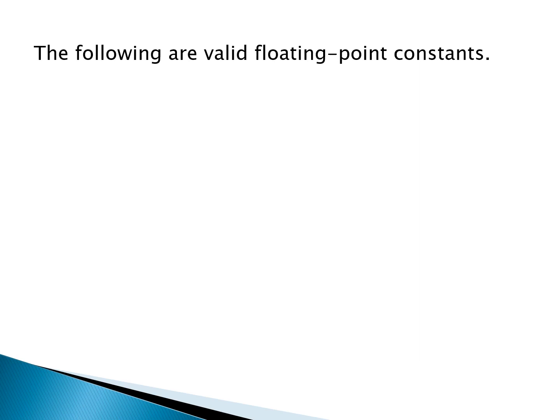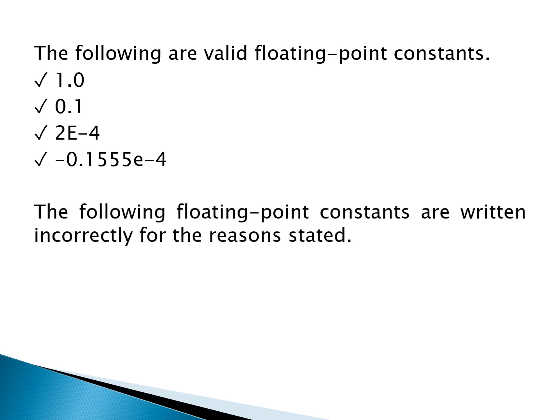Some of the valid floating point constants are 1.0, 0.1, 2e-4, that means 2 into 10 to the power of minus 4. This is in exponential form. Then minus 0.1555e-4, this is also in exponential form.